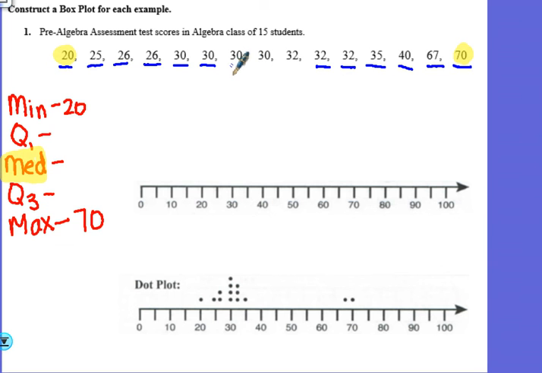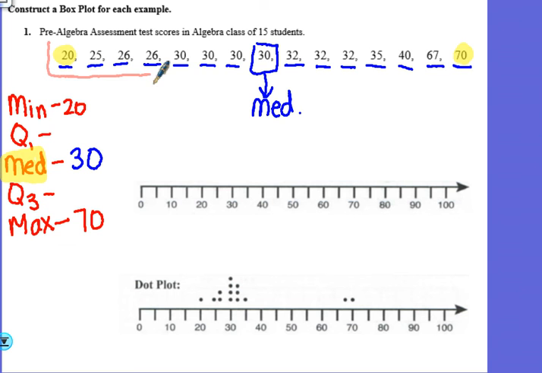Please make sure you do this as well. Here we go. 30 is the median of our data set. It's the only number in the middle, so that is our median. And I will record it over here. Now that 30 is our median, we are going to work with the rest of the numbers all the way to the lower half, or to the left, and we are going to find the median of these numbers. This will be the first quartile.